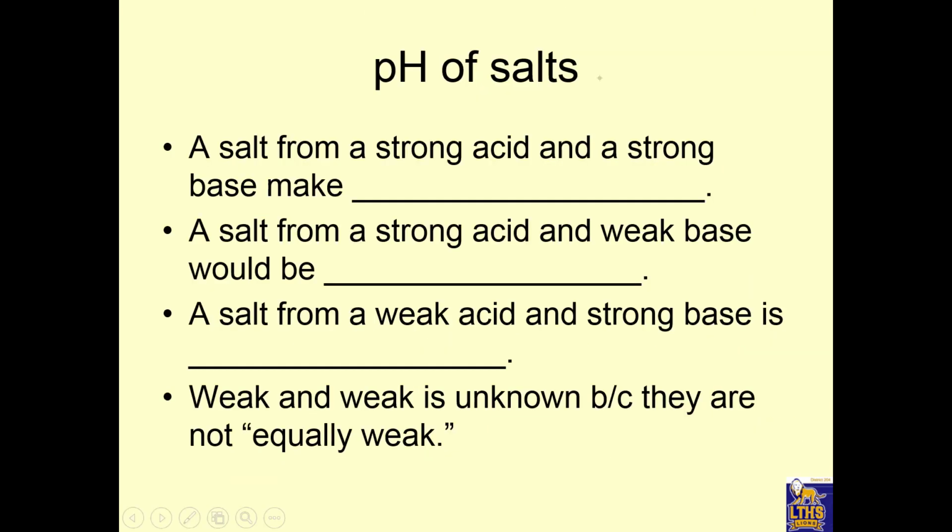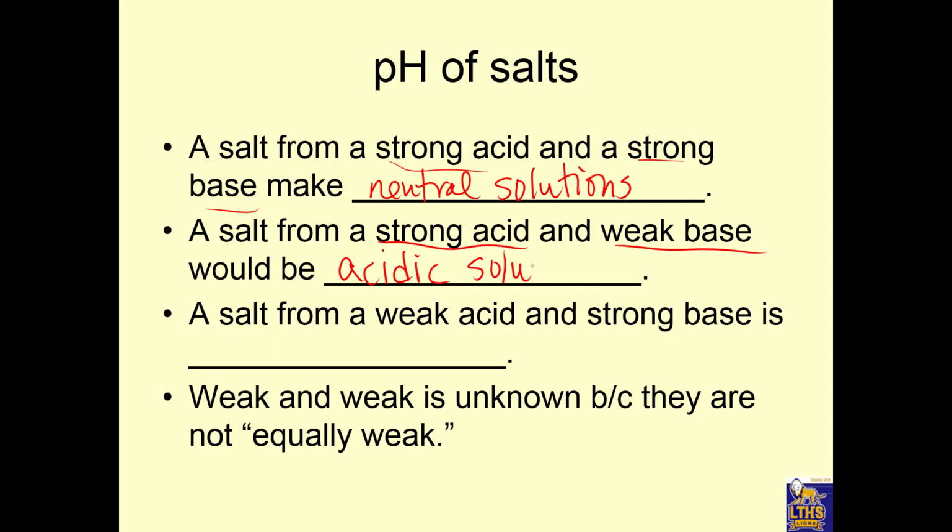pH of salts. So you're thinking of salt, you're thinking neutral maybe. Well, salt is going to be neutral if you use a strong acid and a strong base to make it. You're going to get a neutral solution. Right? But what if you mix together a strong acid and a weak base? Well, then a salt from a strong acid and a weak base is going to give you an acidic solution. A salt from a weak acid and strong base would be a basic solution.